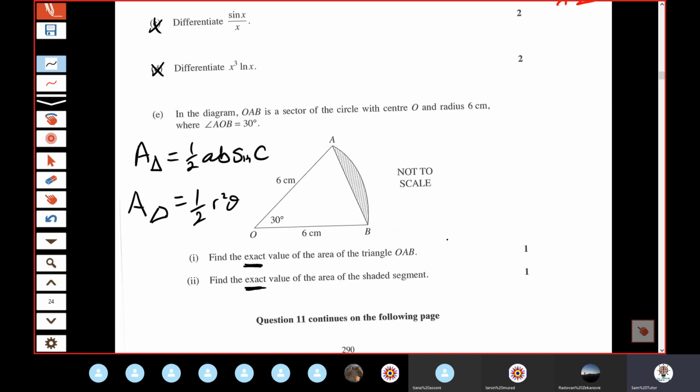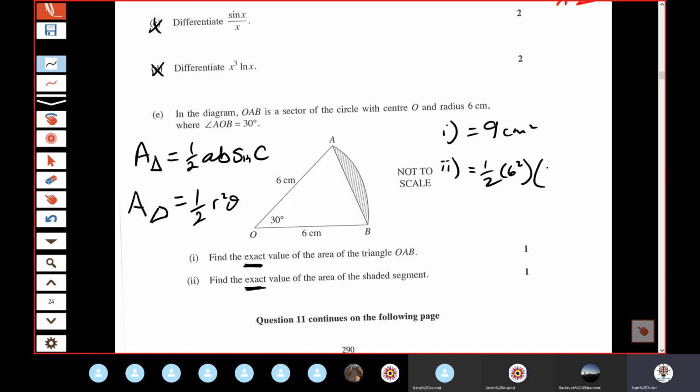All right, answer for I? 9? We agree with 9? Okay, 9, yep. And double I? Half 6 squared. Who used 30 degrees? You can't, because it's theta by itself, you can't use 30 degrees.